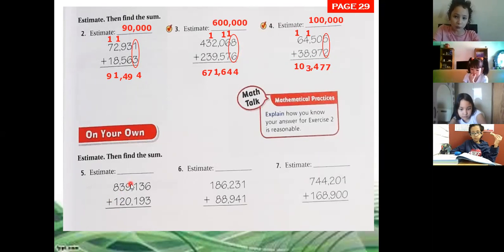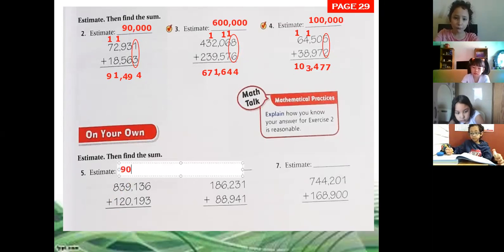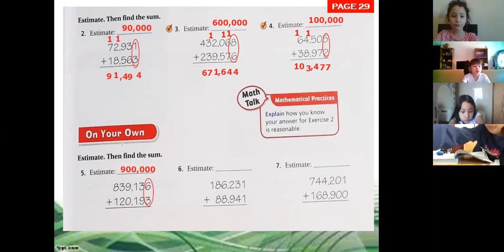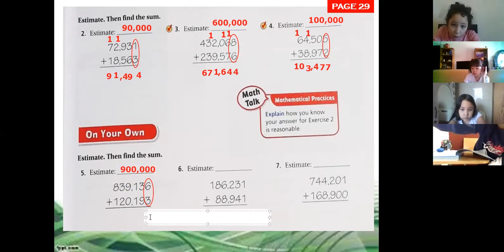Now let's find this one. This one, we are going to find this answer now. Let's see here. The estimate, we're going to write 800 plus 100. What's the answer of 8 plus 1? 900. Yes, so we're going to say 900,000. That's going to be the estimate. Now, Danny, what's the answer of 6 plus 3? 9.